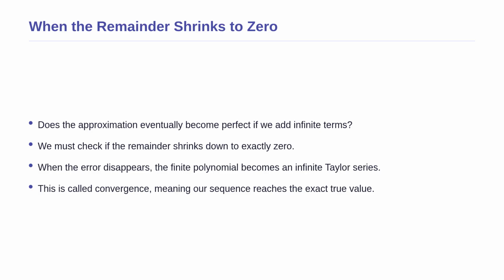Having these formulas leads us to a critical question. If we keep adding more and more terms to our Taylor polynomial, does the approximation eventually become perfect? We want to know if the remainder shrinks down to exactly 0 as the degree grows toward infinity. When this happens, it is called convergence. The finite polynomial transforms into an infinite Taylor series that perfectly equals the original function. If the error disappears as we add more pieces, our fake polynomial track becomes completely indistinguishable from the true mathematical curve, and we can safely use it for any calculation.